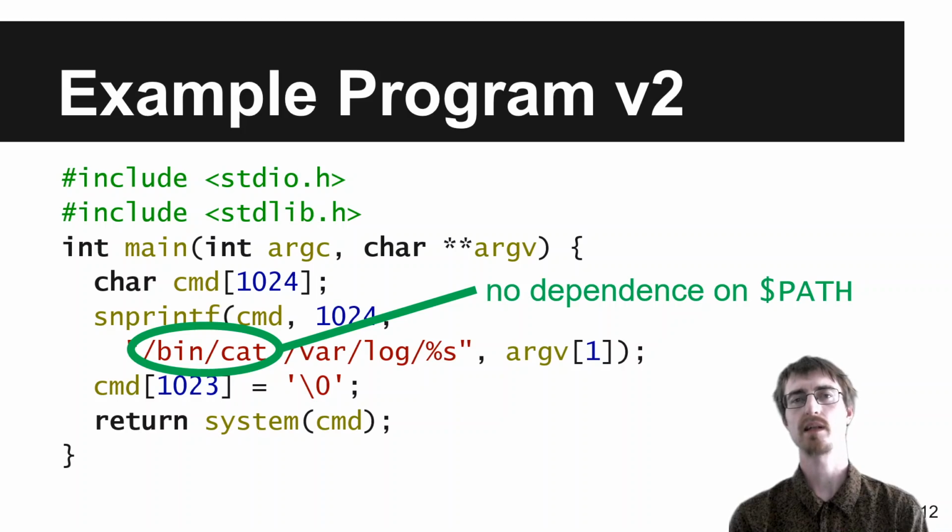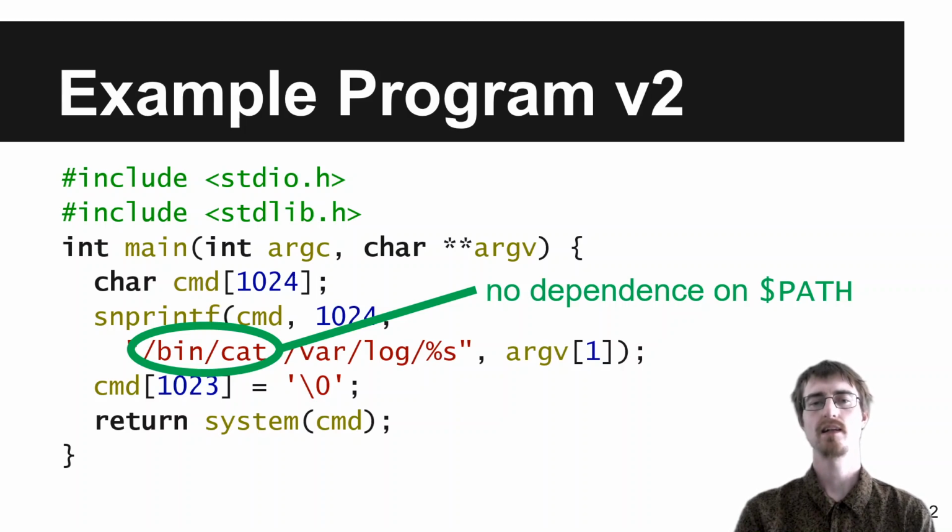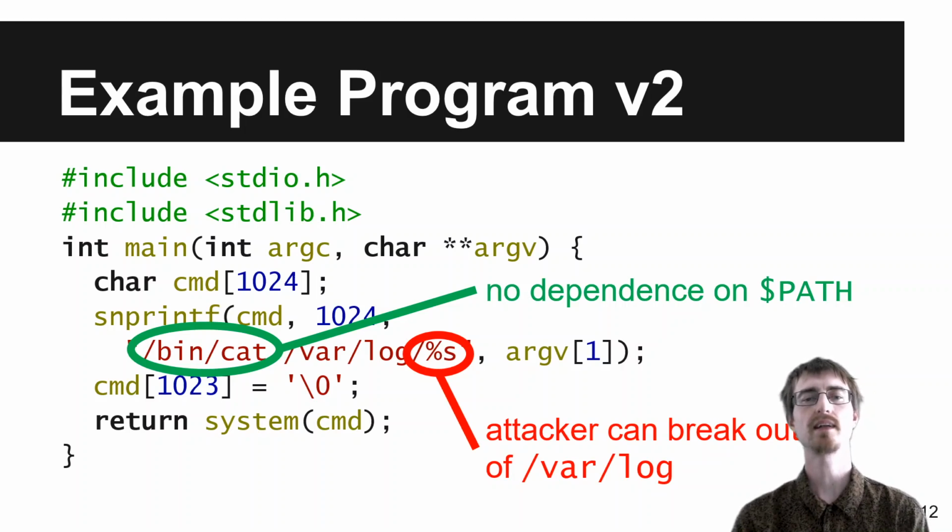There's another vulnerability. So let's take a look and see if you can find it. Well, the vulnerability is here. The attacker can actually break out of the /var/log directory. So the intention was for the cat program to print a log. However, the string that we specify here can contain not only file names, but also slashes and dots.